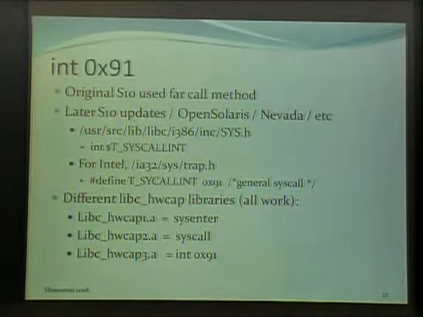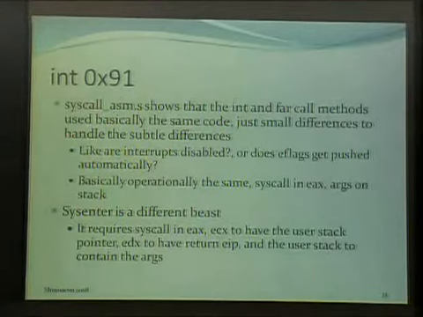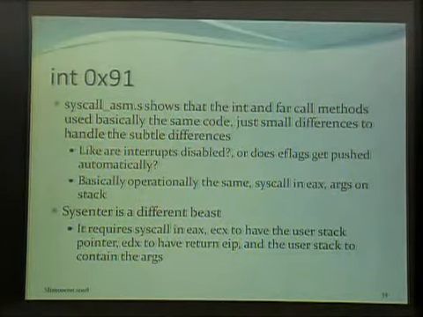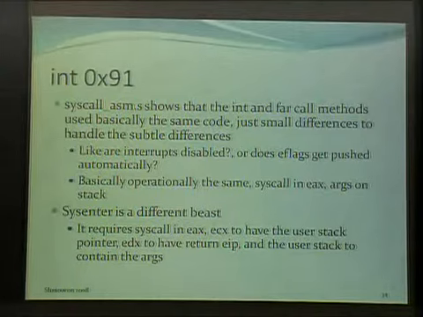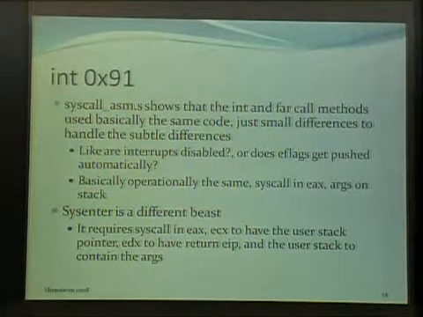So there are different libc libraries. There's a libc.a for sysenter, a libc_1.a, a libc_2.a for syscall, and a libc_3.a for the interrupt. They all work, right? They're just different methods. If you dive down into the source code for OpenSolaris, syscall.asm shows that the int and the farcall methods are actually almost one and the same. They just handle subtle differences in the semantics of what that instruction does for the CPU. So like, what exactly was pushed? Did EFLAGS get pushed automatically, or do I have to do that manually so that I can match it and have a stack frame that's the same for both, right? So it just handles the idiosyncrasies. Whereas sysenter is kind of a different beast. It has a different basic block in the code.